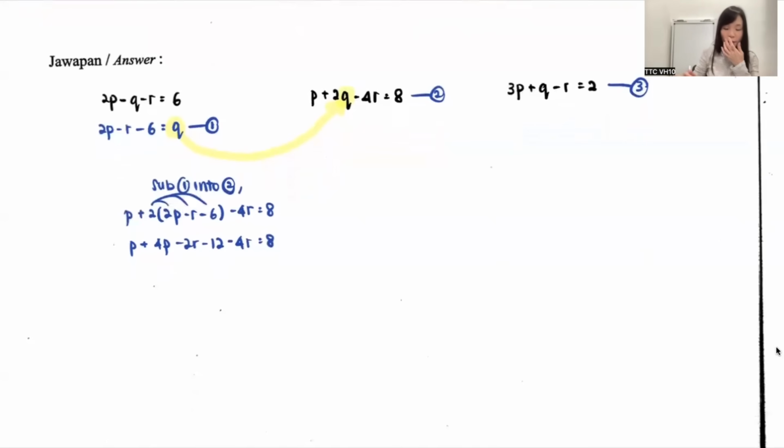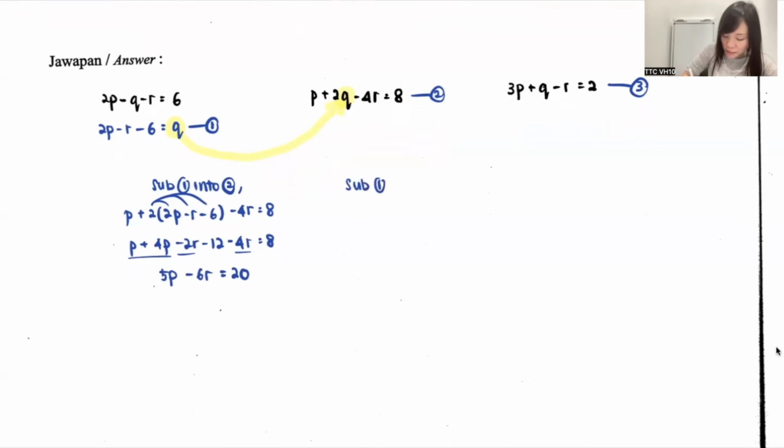Now you can combine them together. P plus 4P, isn't it 5P? Negative 2R minus 4R, negative 6R. Minus 12, move it over, plus 12 is 20. Not sure how to continue because the P and R look quite ugly. Never mind, I continue to sub another one.